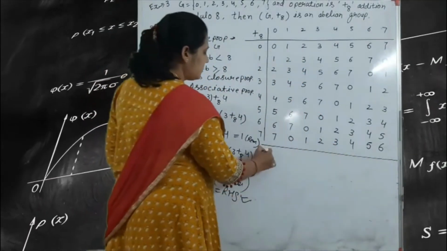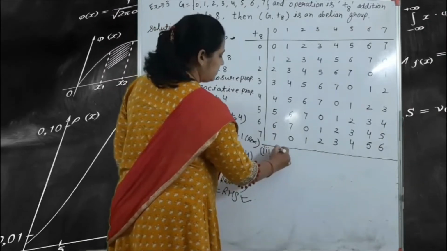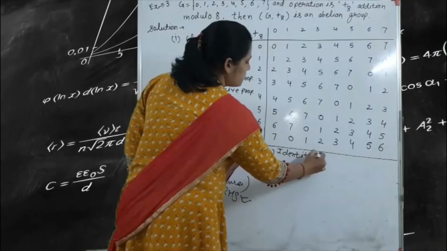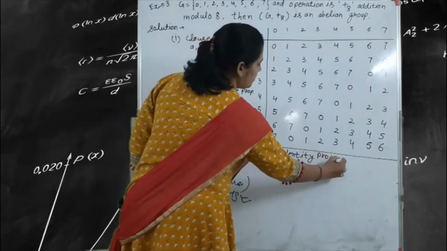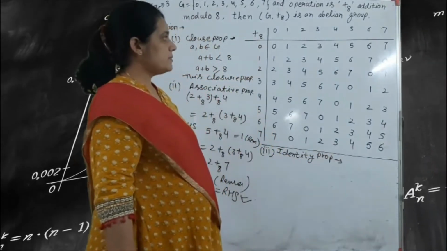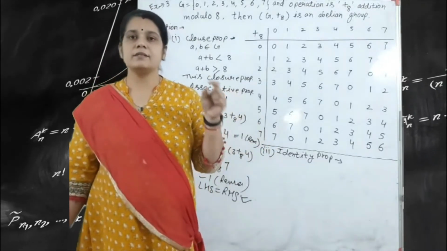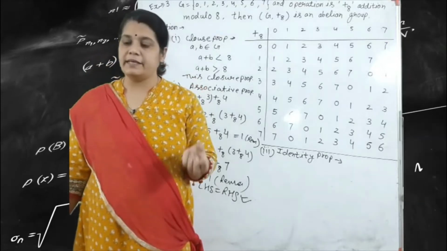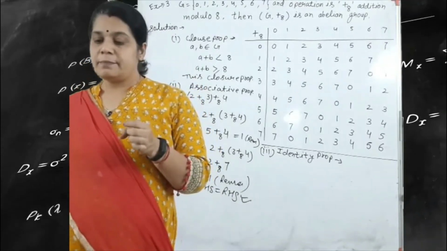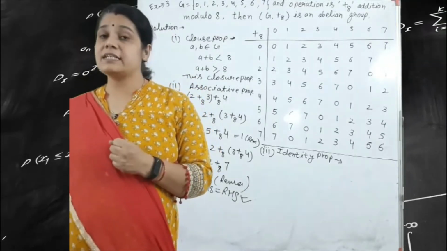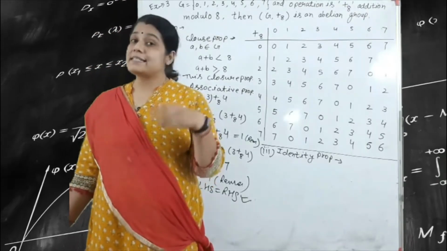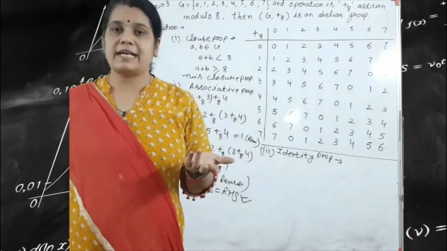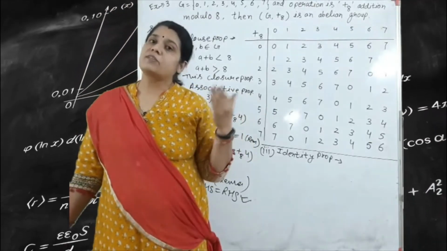Next one is the identity property. Third one is the identity property. So what is the process for identity property? Identity property means if we take one element and operate it with the identity element, we get the number itself. So here we can say that this is the existence of identity. Okay, the word in the sentence is the existence of identity and existence of the inverse.